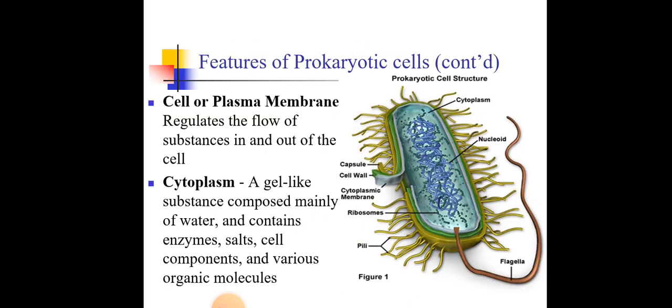That part is the cell or plasma membrane. The cell or plasma membrane regulates the flow of substances in and out of the cell. It has some special features which allow substances to get in and out of the cell. The cytoplasm is a gel-like substance composed mainly of water, and it contains enzymes, salts, cell components, and various other organic molecules. This is the cytoplasm.